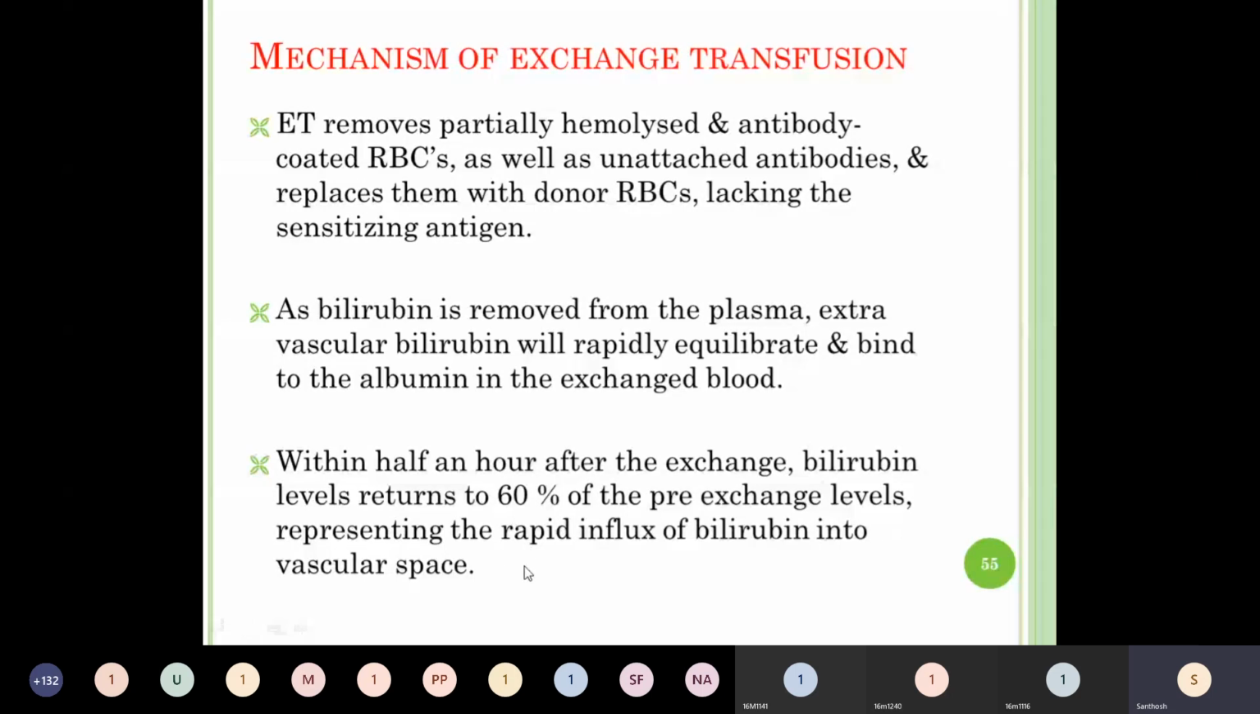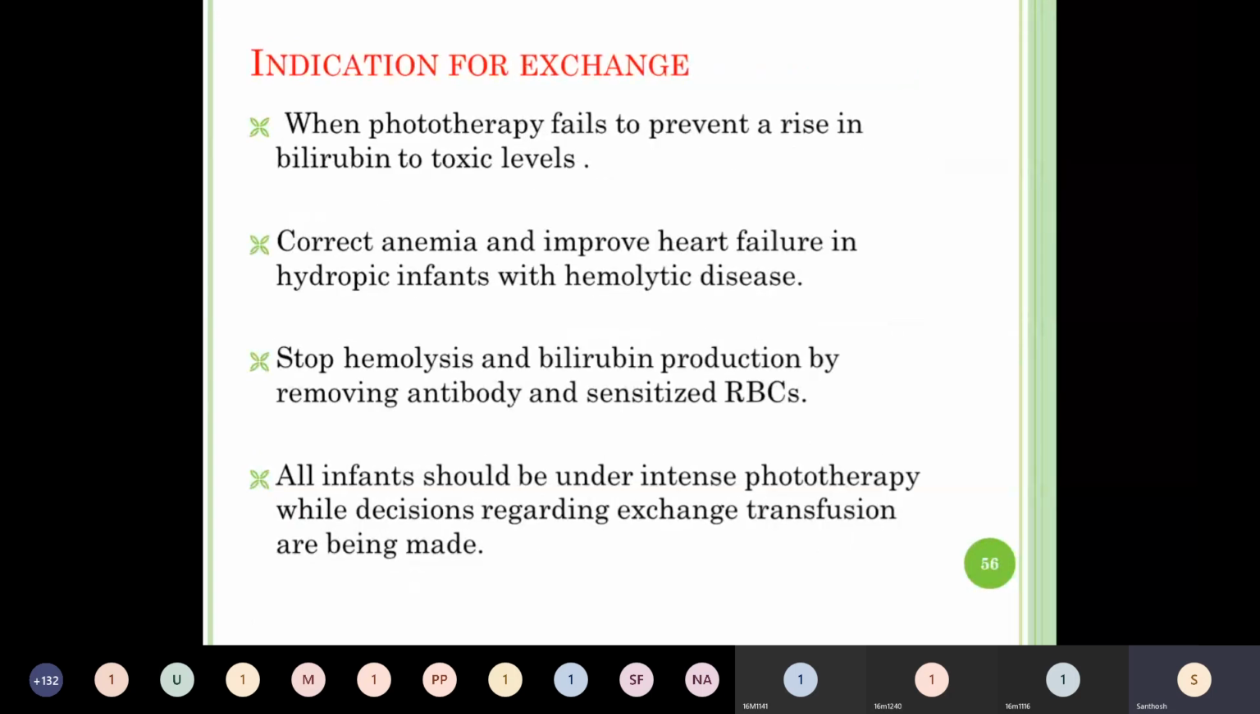Why does it happen? It represents a rapid influx of bilirubin into the vascular space, from the cells. The cellular bilirubin will come out into the circulation. Now, what are the indications for exchange transfusion? When the phototherapy fails and bilirubin reaches toxic levels. The important thing is that acute bilirubin encephalopathy is always an indication for exchange transfusion. Then to correct anemia and improve heart failure in hydropic infants with hemolytic anemia.